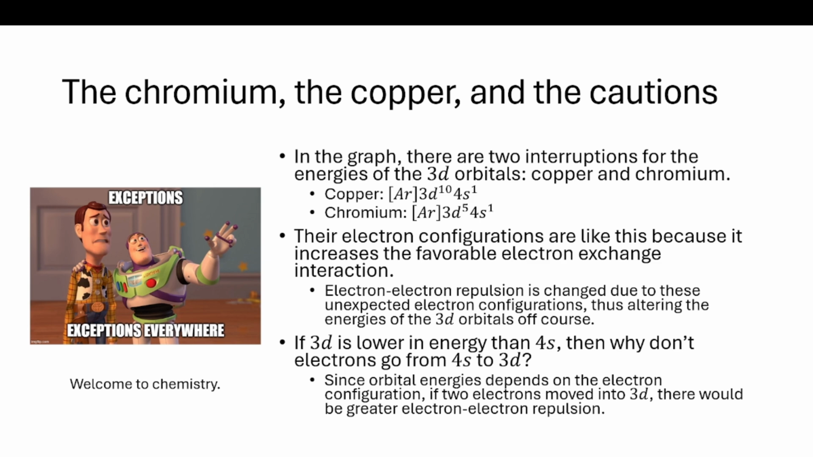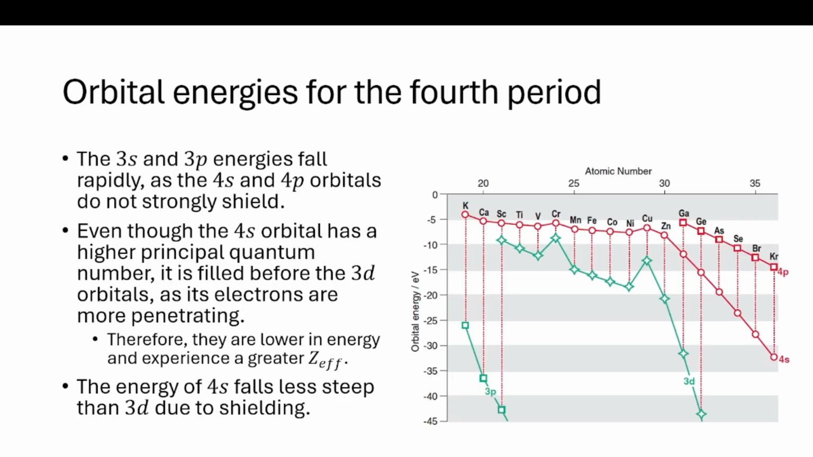And the reason why this is observed and why this deviates from our expected electron configuration is because it increases the favorable electron exchange interaction. And because of these unexpected electron configurations, electron-electron repulsion will be changed. And therefore, we're going to get essentially these two little blips in the 3D energies.